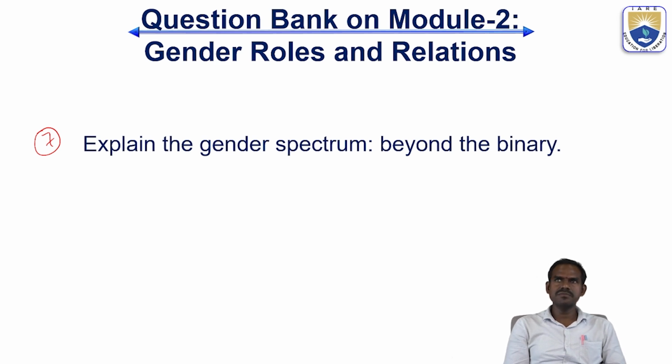So gender spectrum beyond the binary. If the count of children exceeds 2, then it is difficult to monitor, because it is beyond the binary. If more than 2 children are there, it is difficult to achieve. So that is what the gender spectrum gives info about. Now let's move on to the next question. I hope you can answer this 7th question either in exam or in interview successfully.